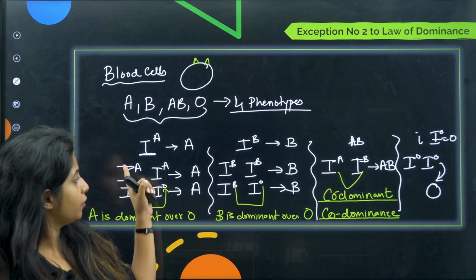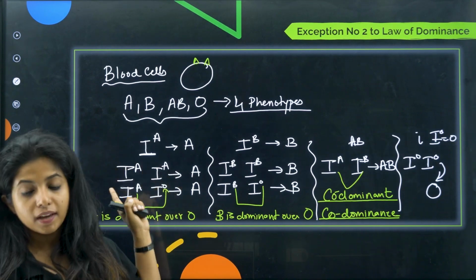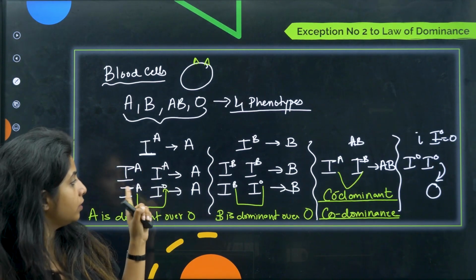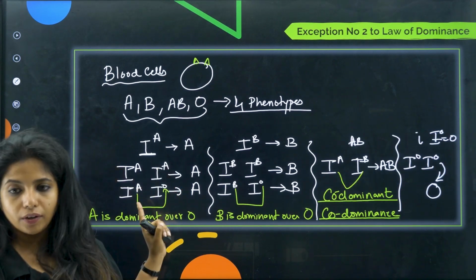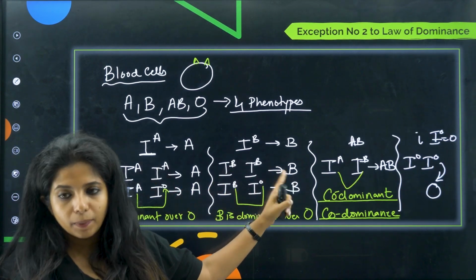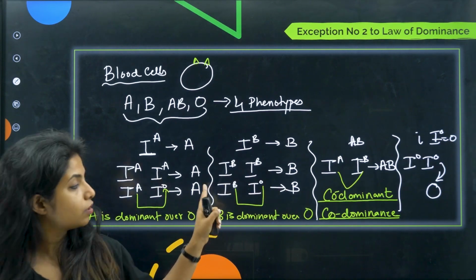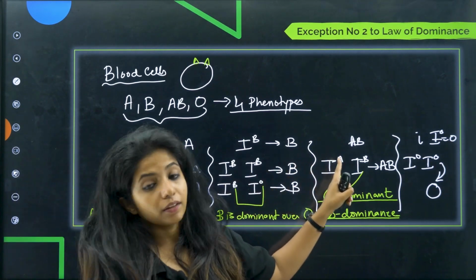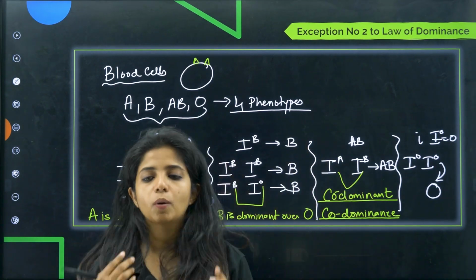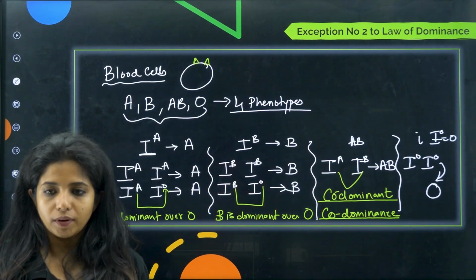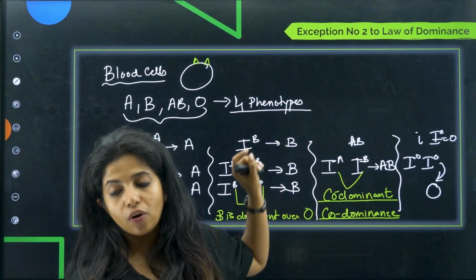Okay. So, for AA, you get IA from both the parents and you have A blood group, or IA from father and IO from mother, you get A. Similarly, BB from both the parents, or B from father and O from mother, again you have B because B is dominant. But if you get A and B from father and mother, then neither can be dominant over the other, so we have co-dominance. That is what you mean by co-dominance, children, and that is the exception to the law of dominance.